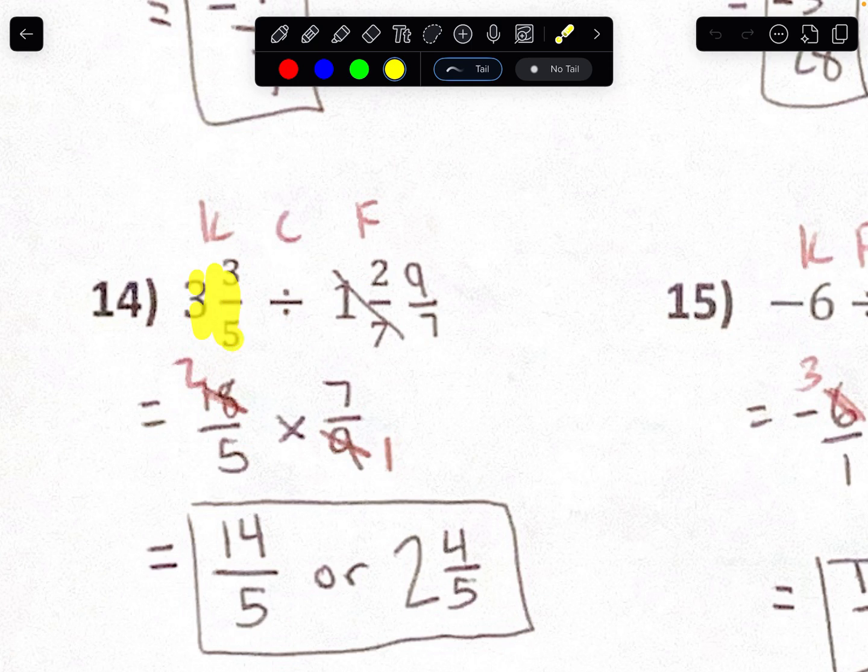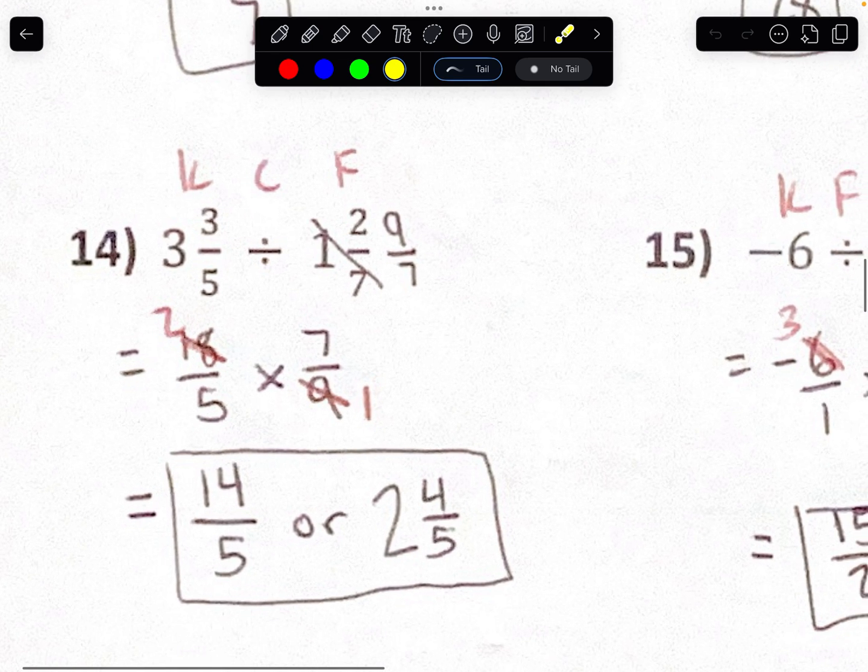All right, so first you have to change it to an improper fraction, then you can apply your KCF rule. After the KCF, 18 and 9 can cross cancel, so 9 can go into 9 one time, 9 can go into 18 two times. Then you multiply across to get 14 over 5 or 2 and 4/5.